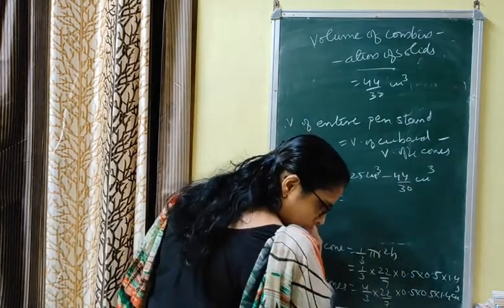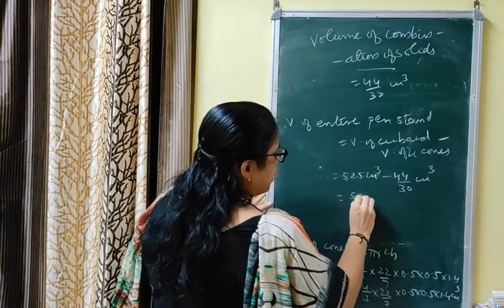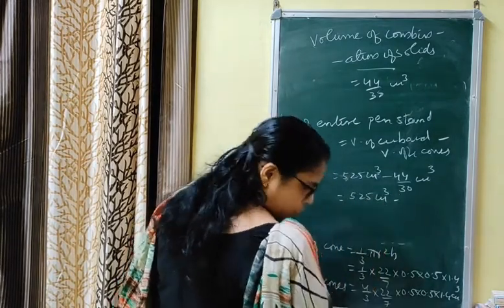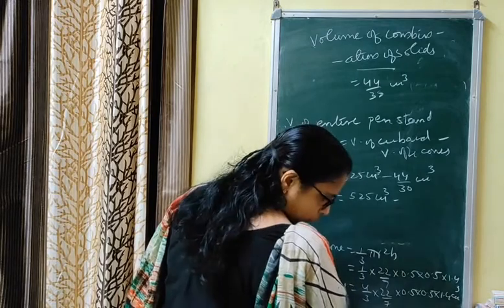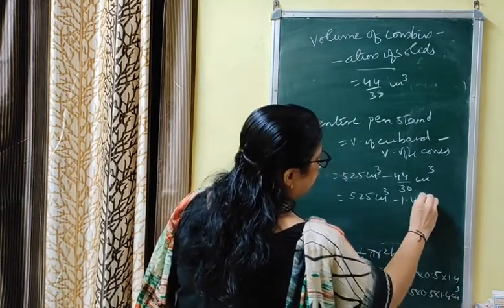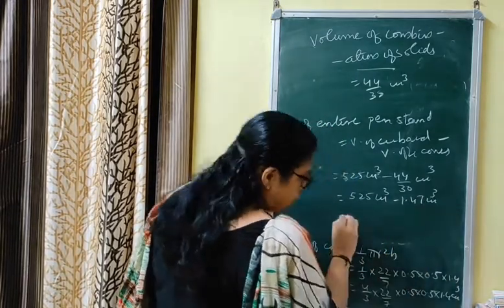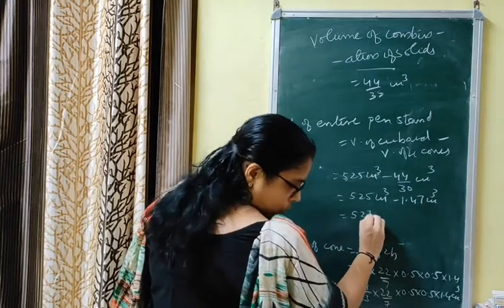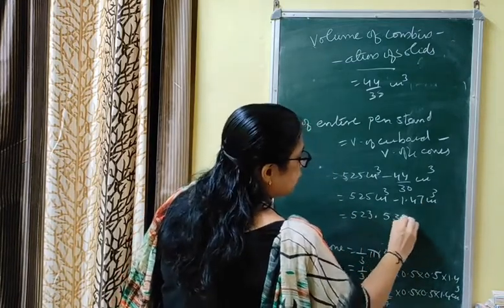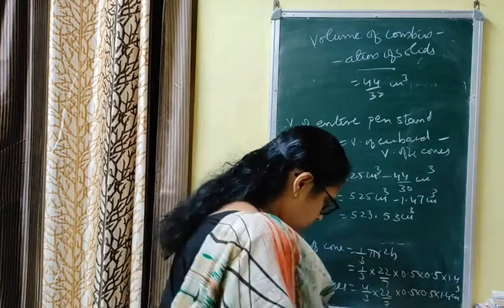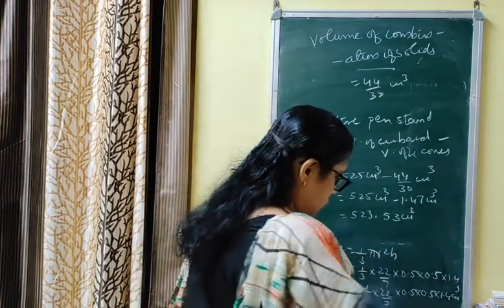That means 525 cm cube minus 44 by 30. If you solve it, you will get approximately 1.47 cm cube, and the volume is 523.53 cm cube. Let me check. This is the answer given.